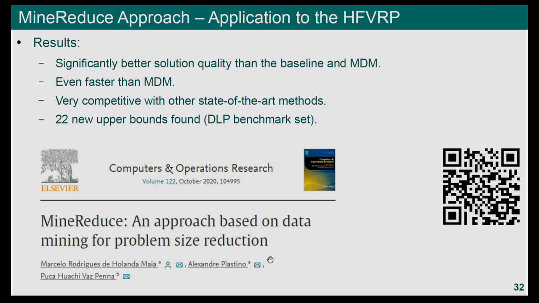So with this approach, we achieved significantly better solution quality than the baseline and the MDM approach. It is even faster than MDM and very competitive with other state-of-the-art methods. It found 22 new upper bounds out of 96 instances in the DLP benchmark set. And the results are published in this article in Computers and Operations Research.